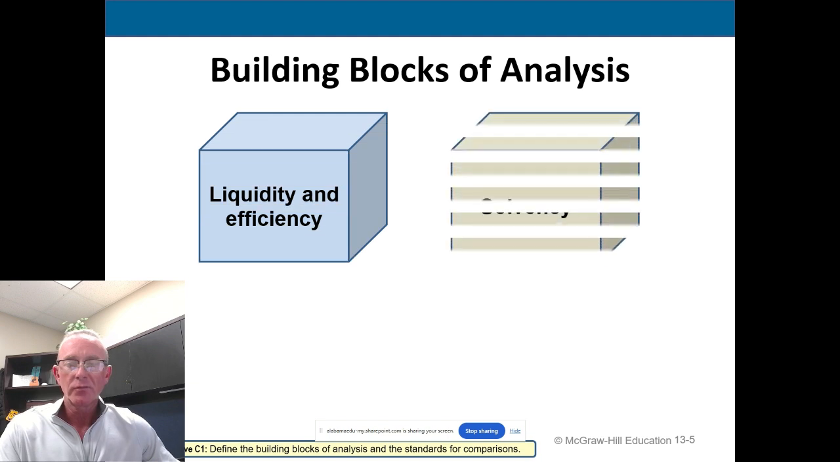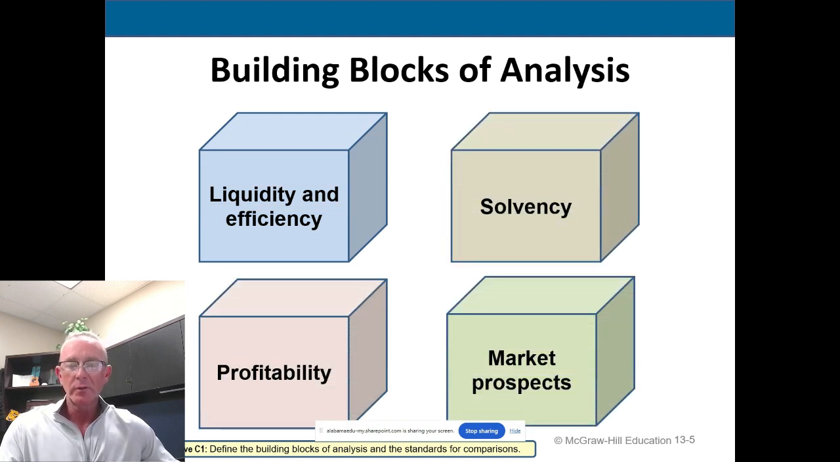All right. So most of these are going to fall into these categories: liquidity, efficiency, solvency, profitability, market prospects. That way we can look and see what we're going to do with these. Solvency is kind of a new word. We've looked at some of these other ones already before.